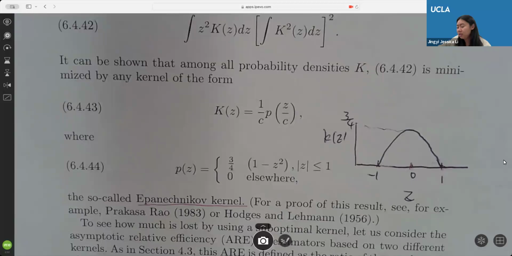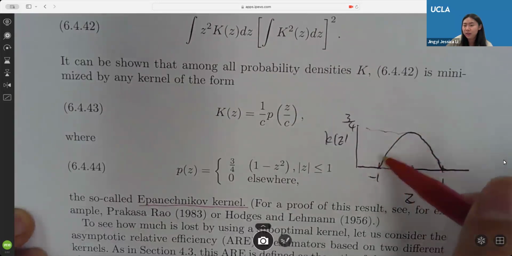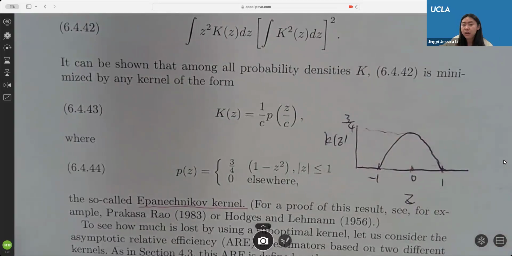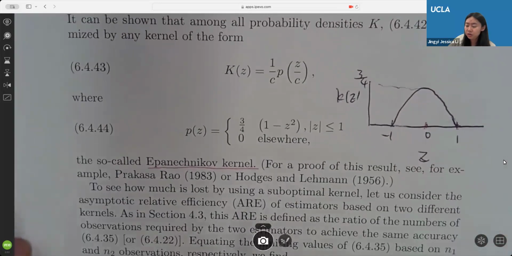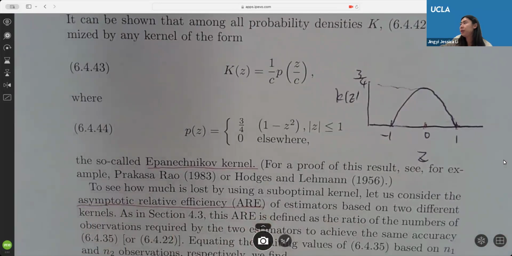And of course, then the next question is, if I don't use this kernel, but I use some other kernels like Gaussian, like the uniform, and another possibility is, what if I do a triangle, right? I can just do a triangle within the interval. How much efficiency would I lose if I use these alternative kernels? For this, we use a quantity or measure called asymptotic relative efficiency. And this is just to compare two estimators in terms of their asymptotic variances.